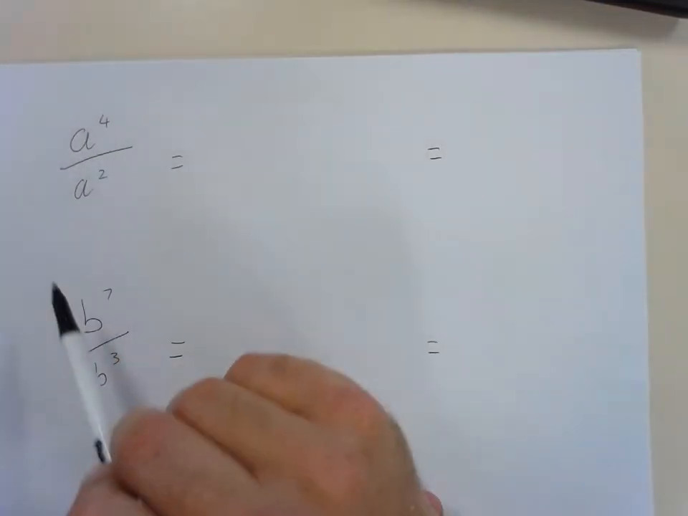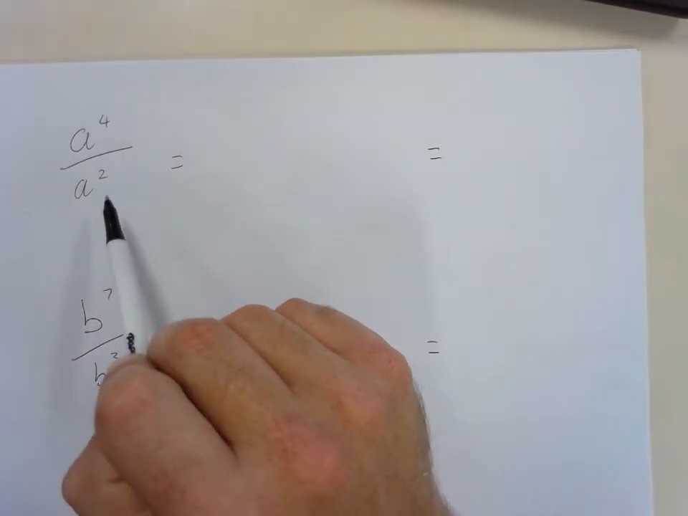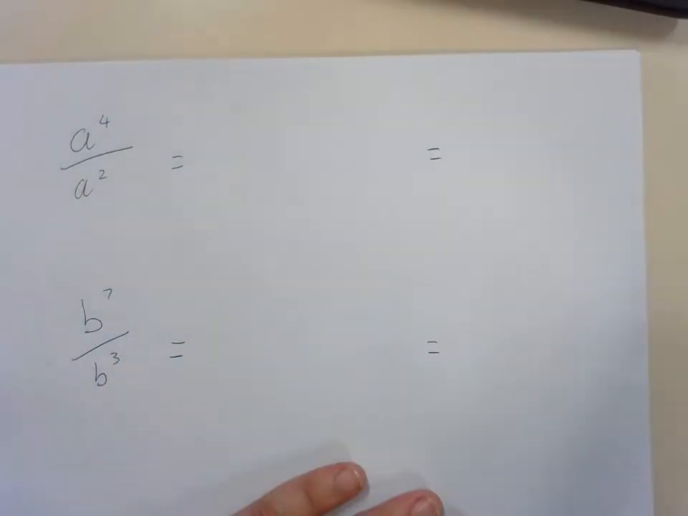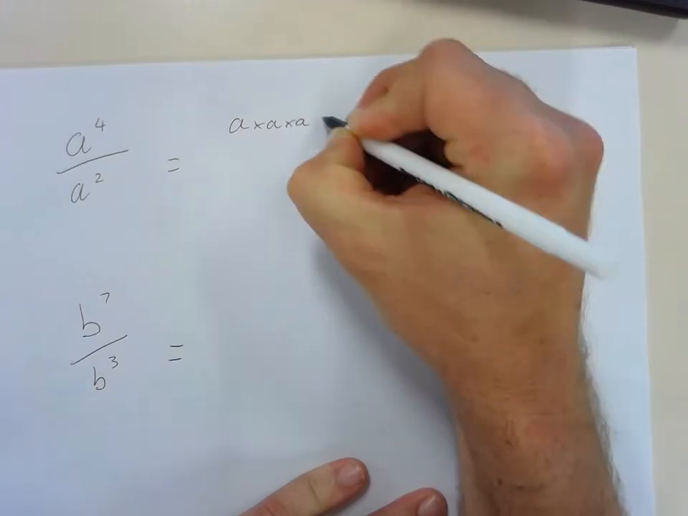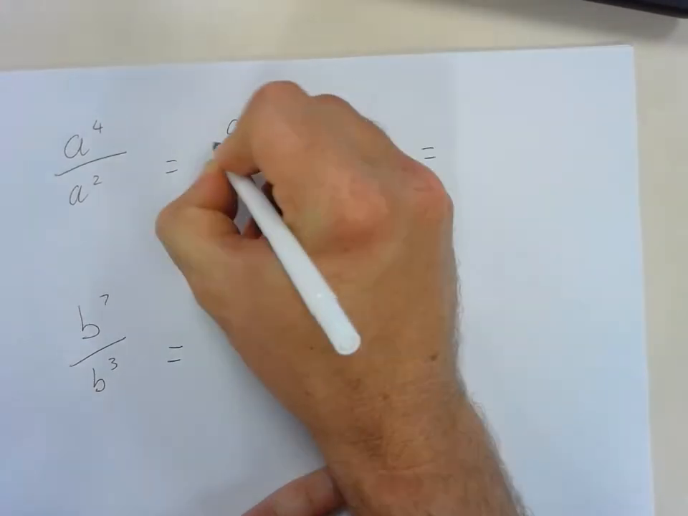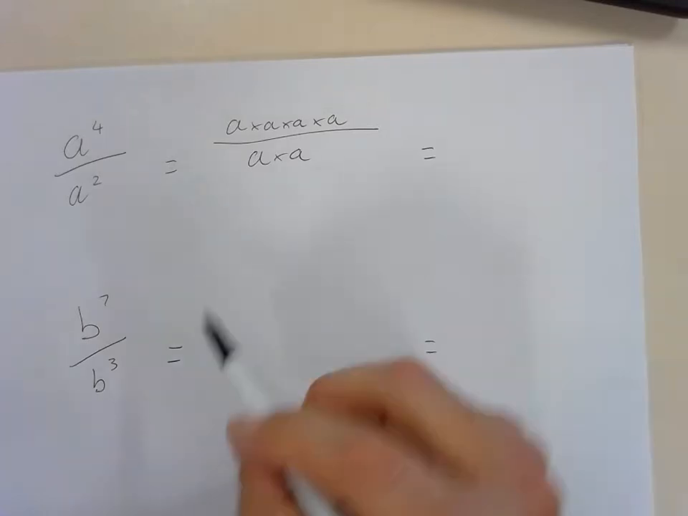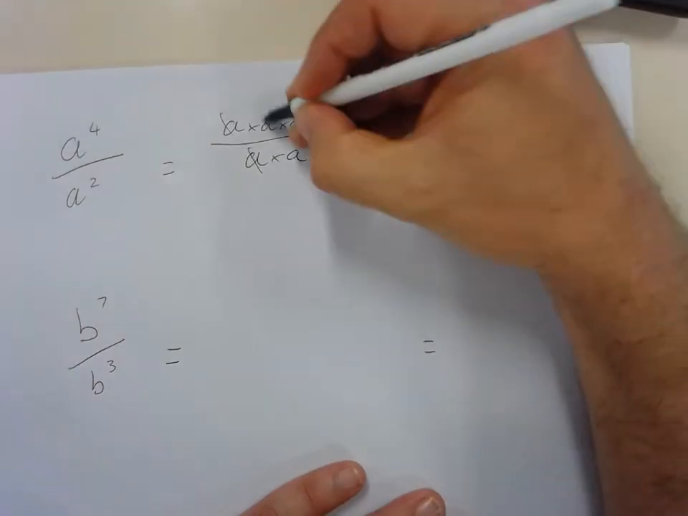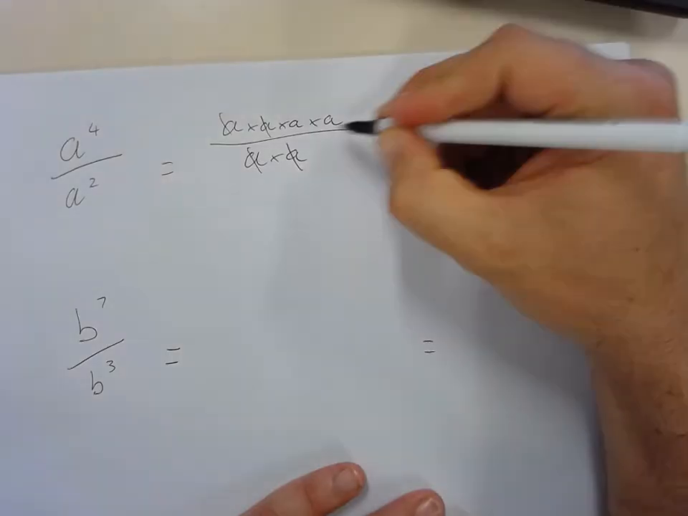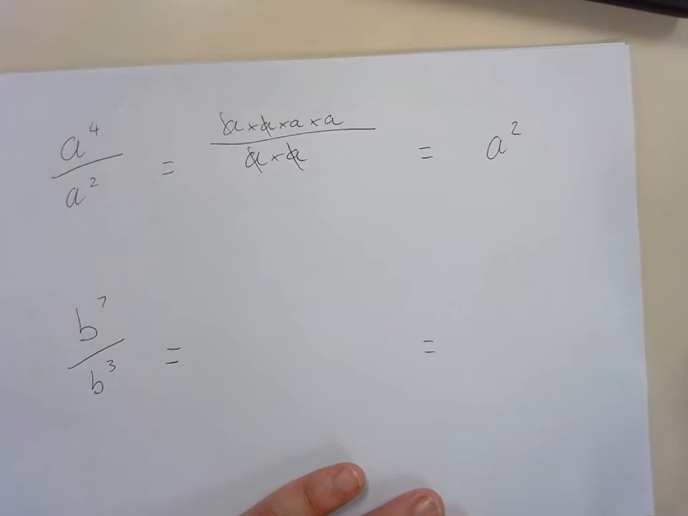What I now do is use this knowledge to get to index law 2 by doing the same thing as I did with index law 1. So I'm going to write this in expanded form here, and then as I just did, if there's anything on the top and the bottom, they cancel each other out. So I'm left with A times A at the top, or A squared.